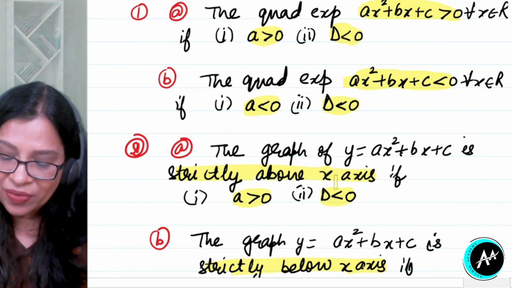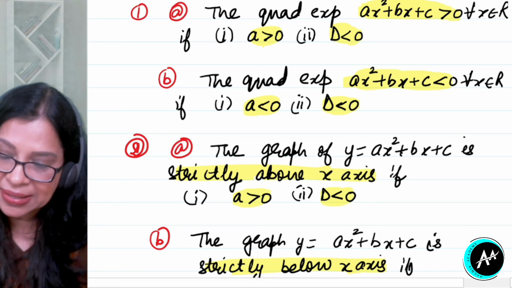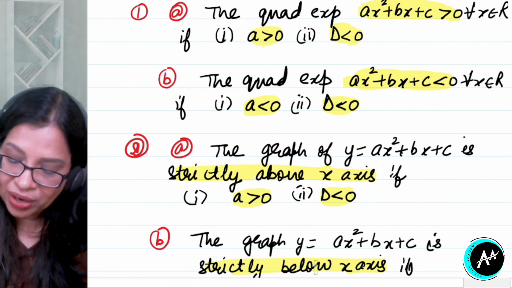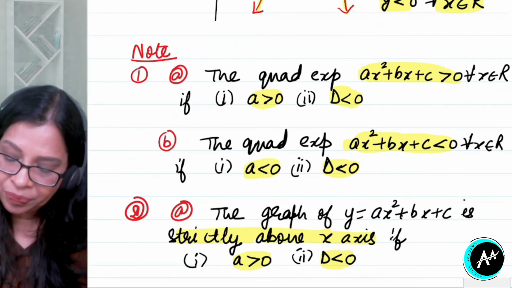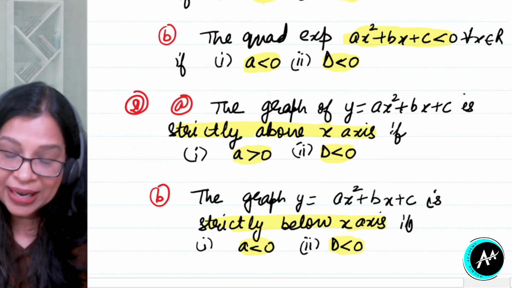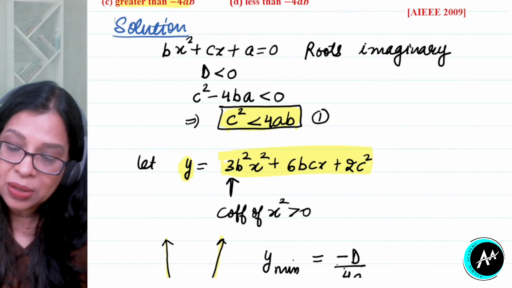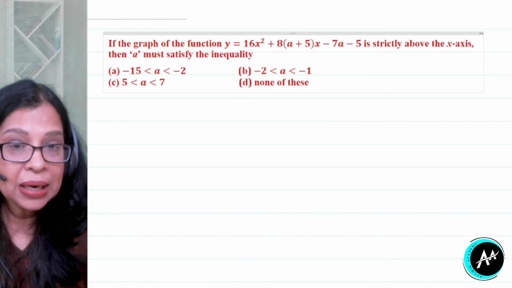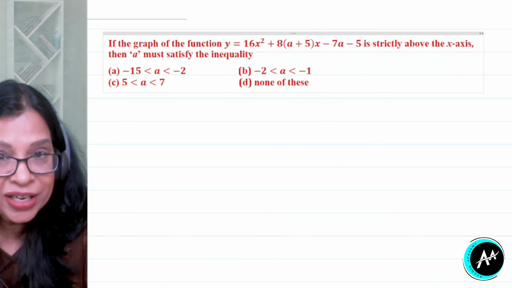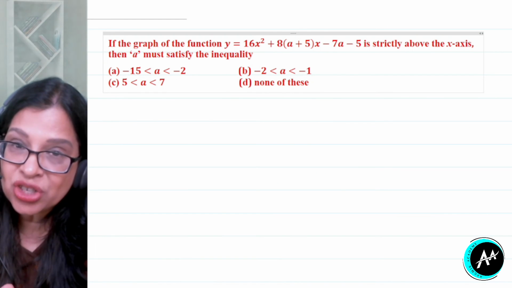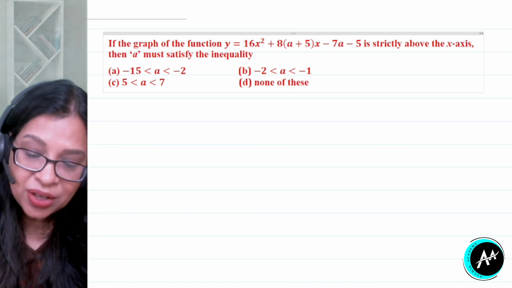Graph is strictly above the x-axis if a is positive, D is negative. And graph is strictly below the x-axis if I have a negative, D negative. Now look at this question. Okay, this one. Now here we can apply that condition which we have seen just now. What is it? Let us read the question now.